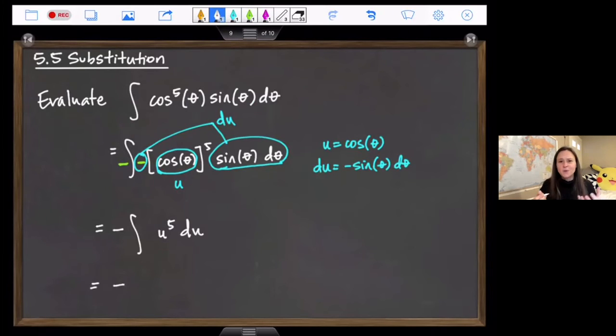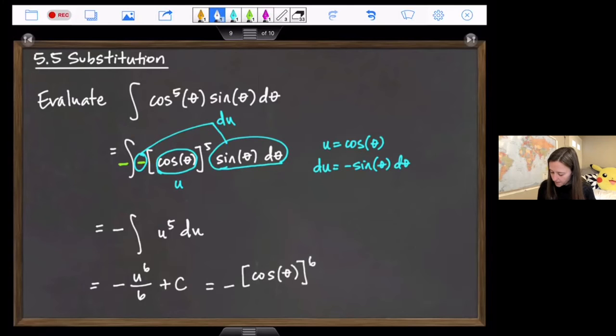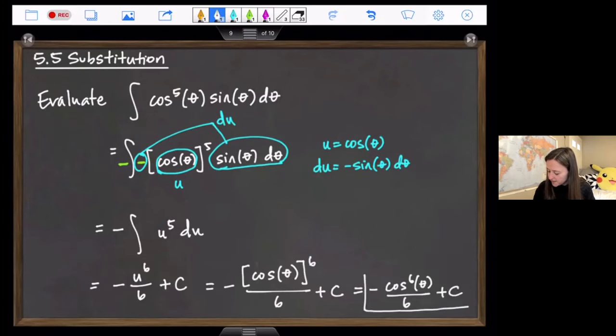All right, so the negative is going to go along for the ride, -1. Find the antiderivative. U to the fifth is about the easiest one we've had so far. U to the sixth over 6, add our plus c. And now we're going to change back to our original variable. So I've got the negative u to the sixth is cosine theta to the sixth over 6 plus c. Probably easier to rewrite that with our shorthand notation for trig exponents: negative cosine to the sixth theta over 6 plus c. Or you could write that as -1/6 times cosine to the sixth.